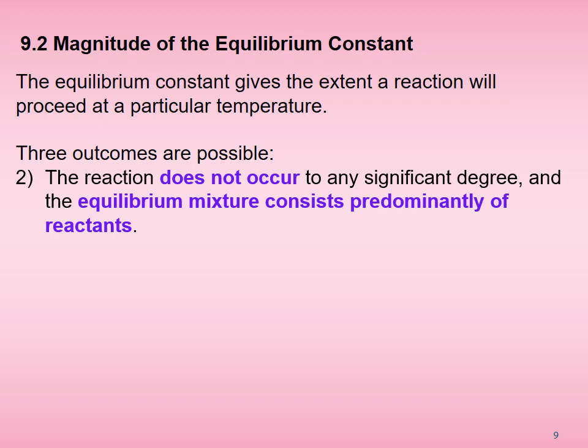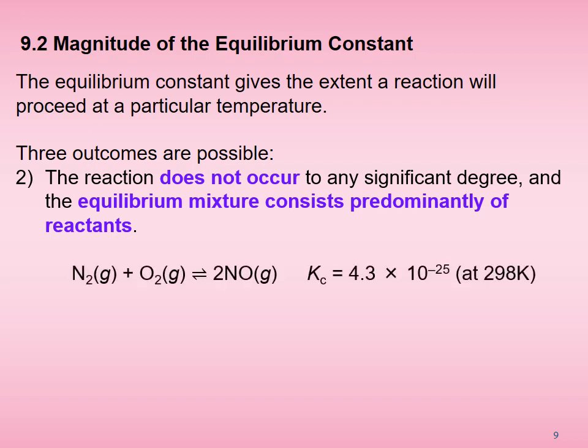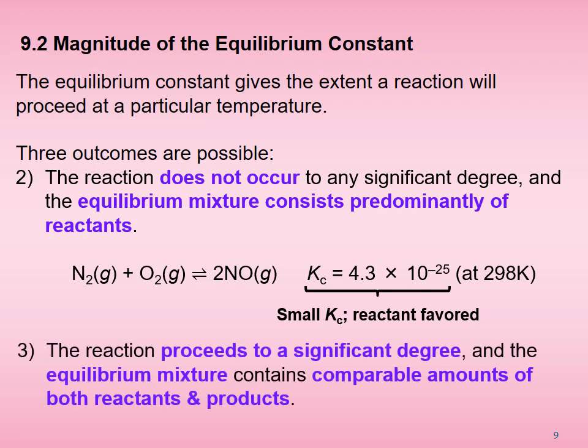Second scenario, for the reaction between molecular nitrogen and molecular oxygen to form nitric oxide, the Kc value is 4.3 times 10 to the power of negative 25. Tiny, thus reactants are favored. Third scenario, the reaction proceeds to some extent, and the equilibrium mixture ends up with comparable amounts of both reactants and products.